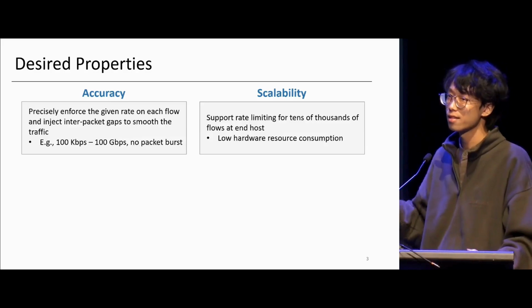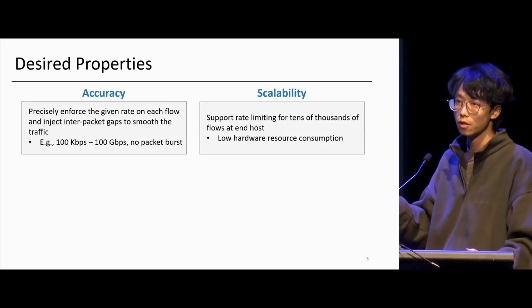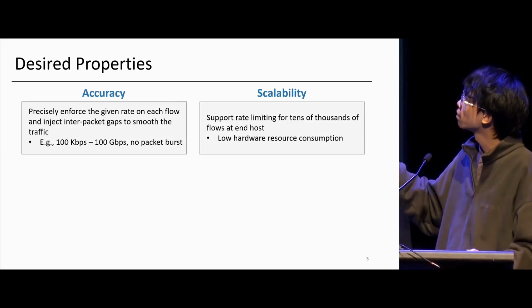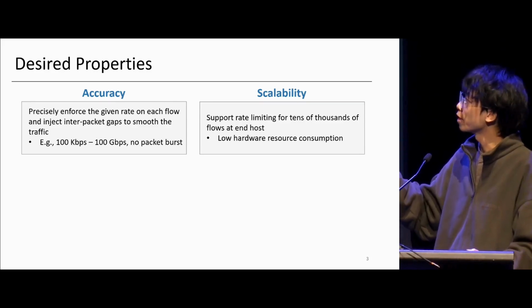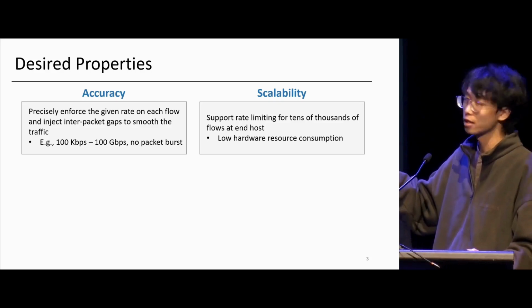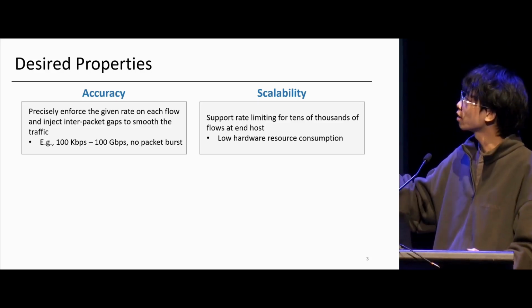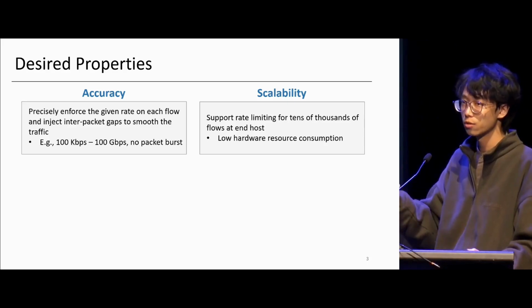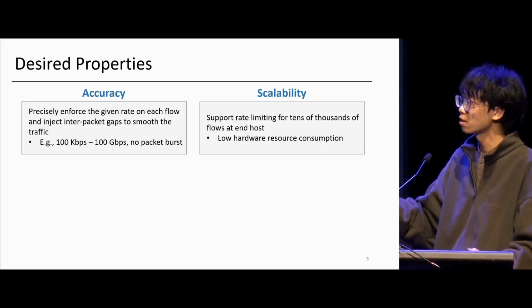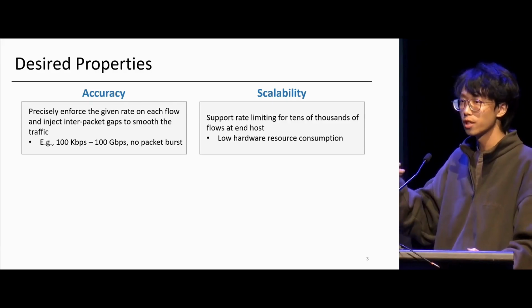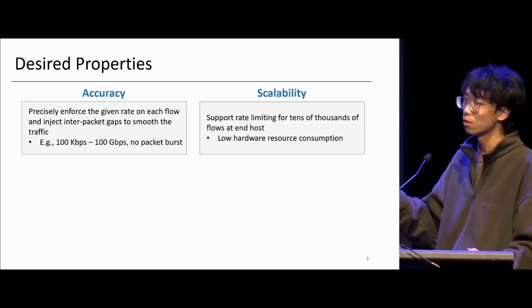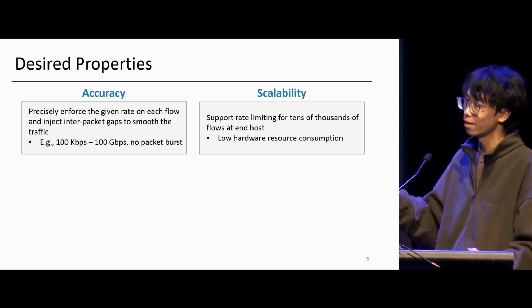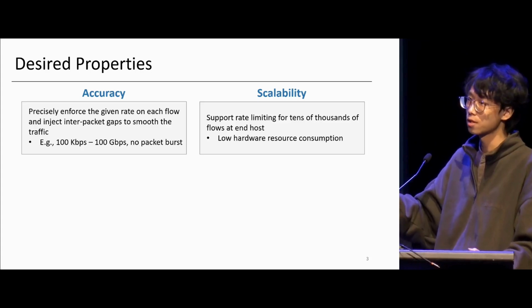Then we discuss the desired properties of the rate limiter. First, in the host, rate limiting requires the rate limiter to be accurate and scalable. High accuracy means the rate limiter should precisely enforce the given rate on each flow and inject inter-packet gaps to smooth the traffic and prevent traffic bursts. Inaccurate rate limiting could result in traffic bursts and worsen network congestion. Also, the rate limiter should support a wide range of rate limits, like from 100 kbps to 100 Gbps, and allow for fine-grained adjustment instead of some fixed values.